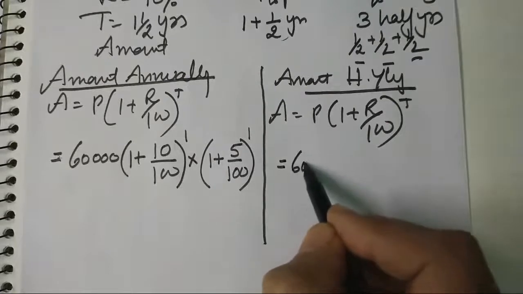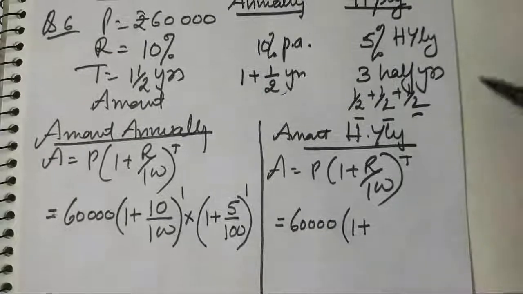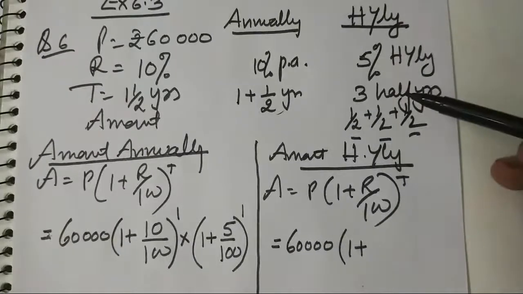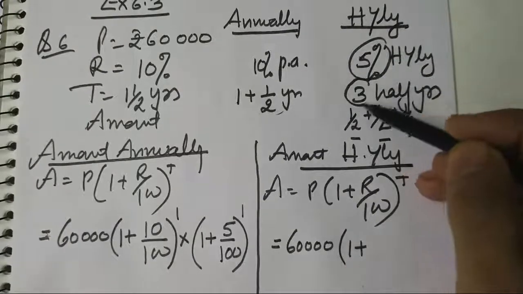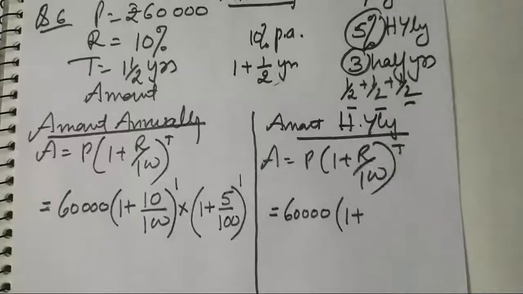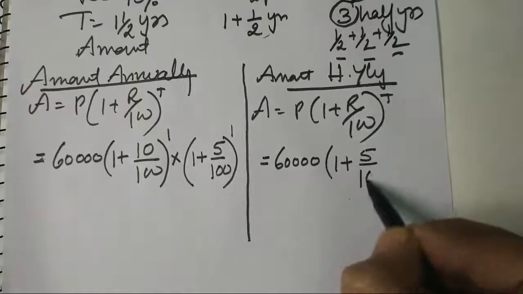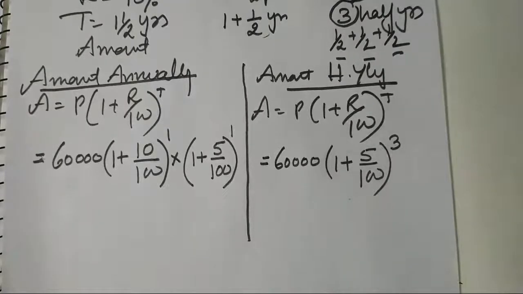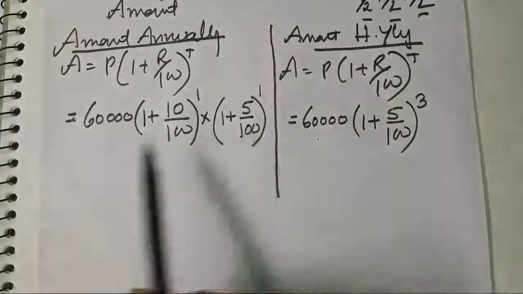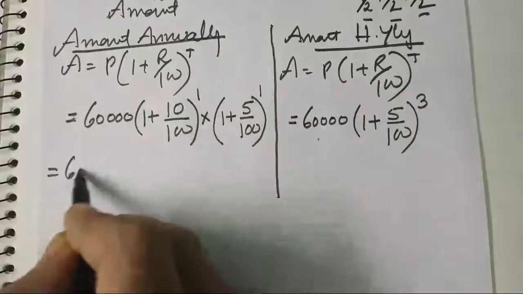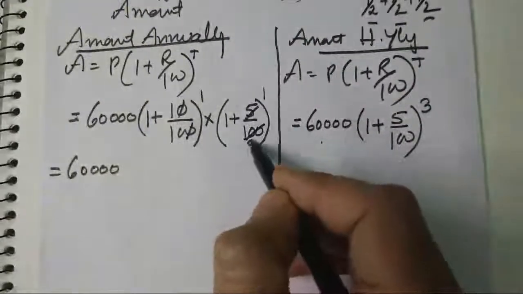So this is the calculation we will use for annually, and on this side I am calculating the half yearly. In half yearly the principal will remain 60,000, 1 plus 5% upon 100, and time will be 3 half years. So in half yearly it is done in this way. Annually you have to split 1.5 into 2 parts. So it will become 60,000, and this will cut, this will also cut.